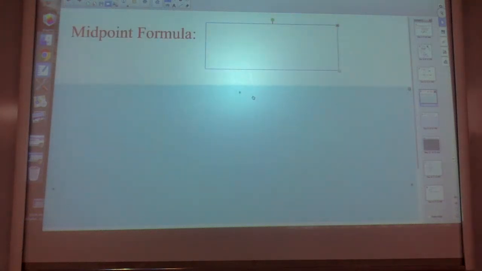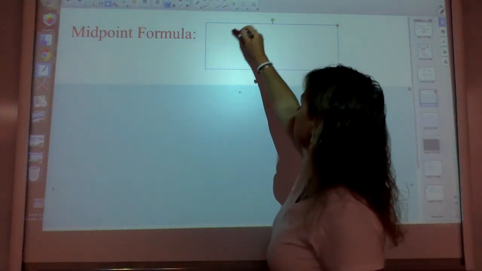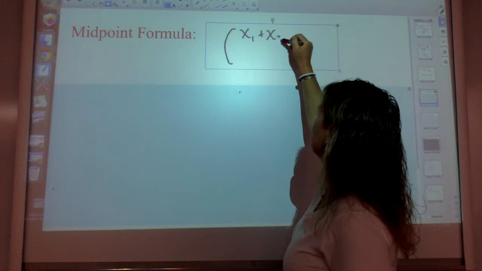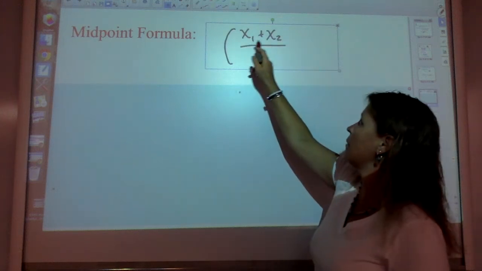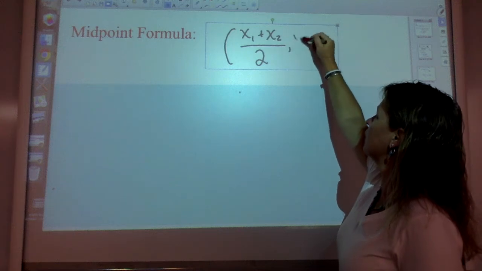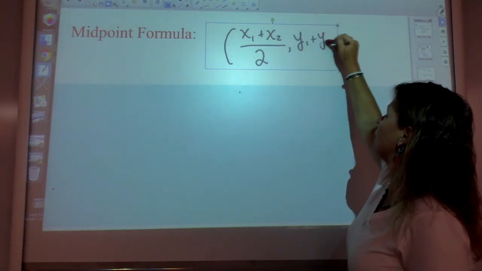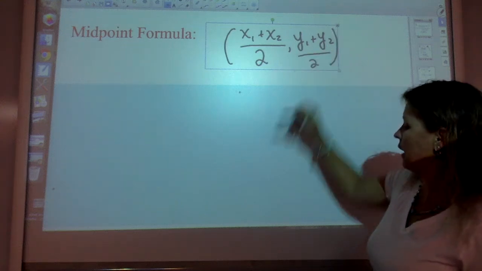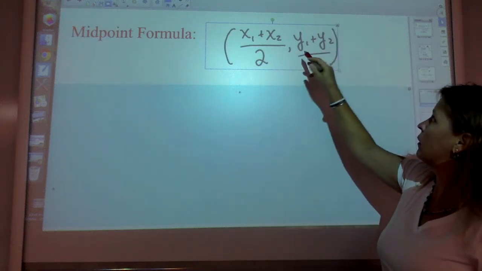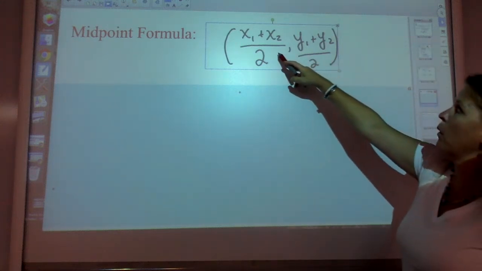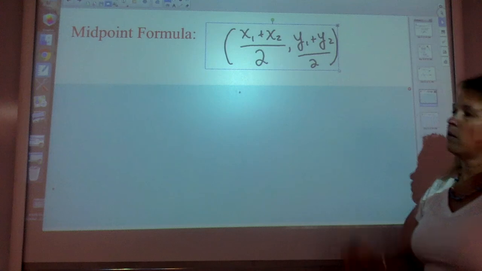The midpoint formula looks like this. It's parentheses. x little 1 plus x little 2. Notice that's not powers. That's just first x, second x. Cut it in half. y1 plus y2. Cut it in half. With parentheses and a comma. Parentheses and a comma get in there because a midpoint is a point. It's going to have an x value. It's going to have a y value.